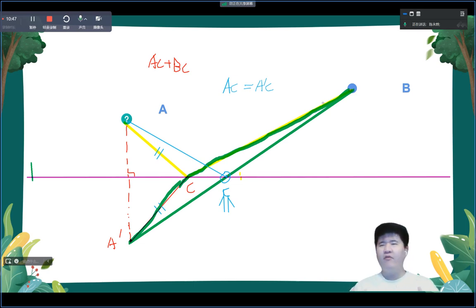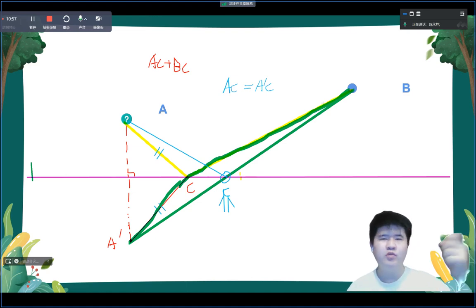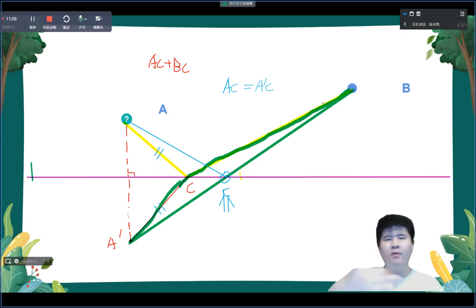So here, although it provides us a story, we need to be capable of translating it into mathematical language. We turn the people, the camp, into points, and we turn the river into a straight line. And then we use symmetry. It helps us turn those complex lines into a straight line. And this is how we find our answer.